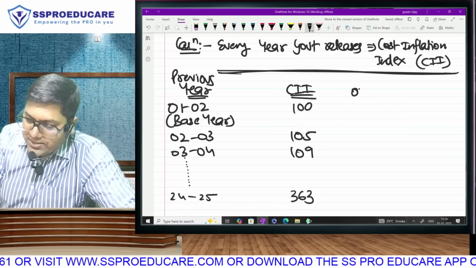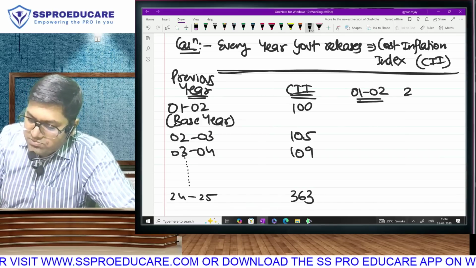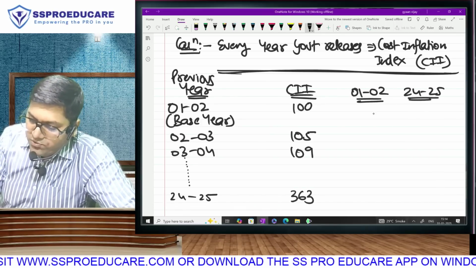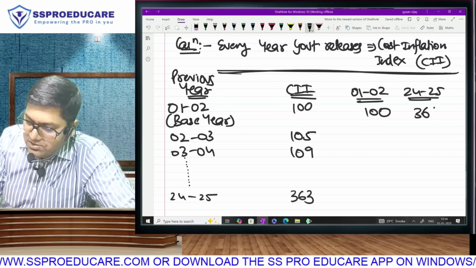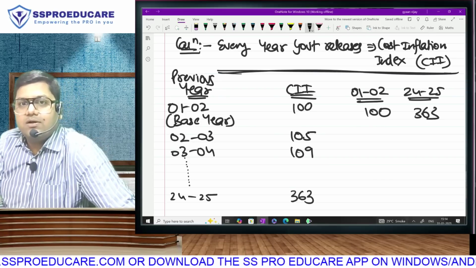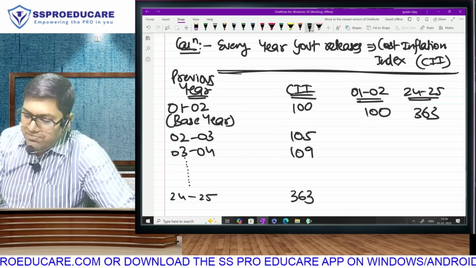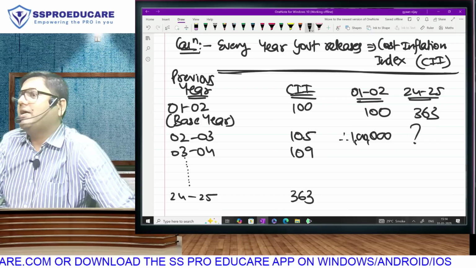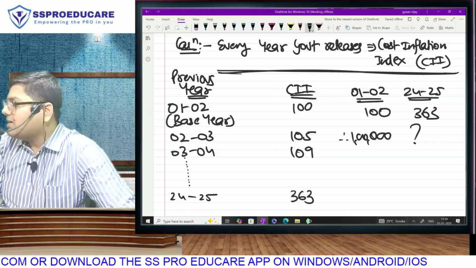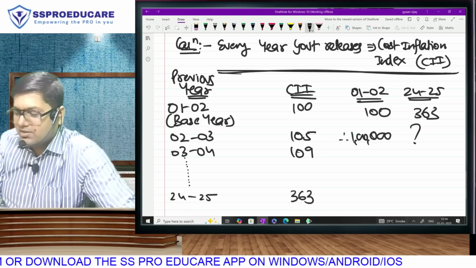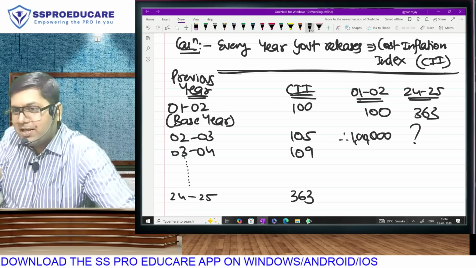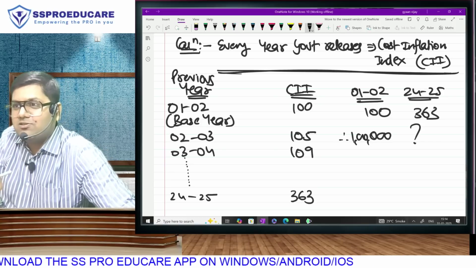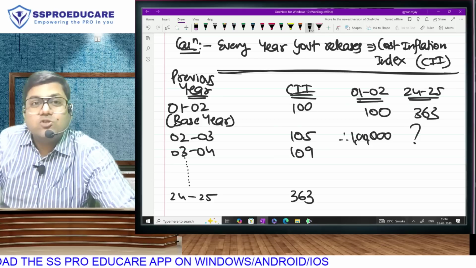363. So if we do a comparative analysis from 0102 till 24-25, how much has inflation increased my index, from 100 to 363? That means if I had purchased a house for 1 lakh, then what is the value of that house today? Calculators, wait. The answer is not that simple. Somebody who has a little arithmetical knowledge will say 3,63,000. You're not doing anything great. Focus on the concept first.